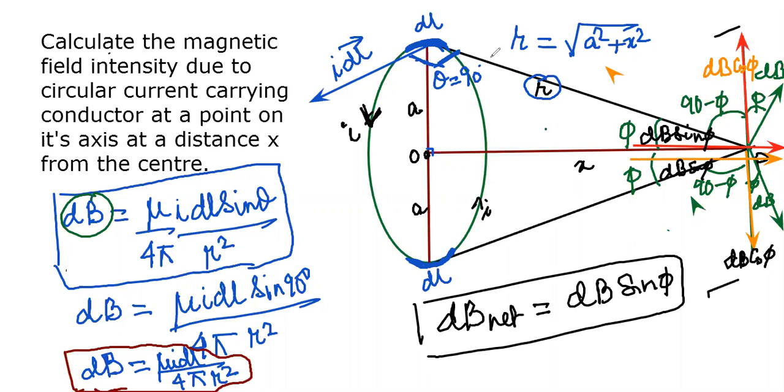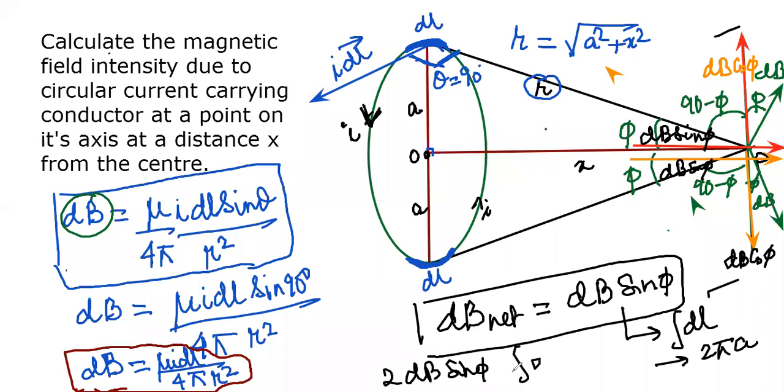So I can integrate the entire dl to 2 pi a. But suppose you want to take dB net as 2 dB sin phi, then you can integrate the dl to pi a. That brings you the same answer. So you can take any way you like. Now I will find out what is B net.